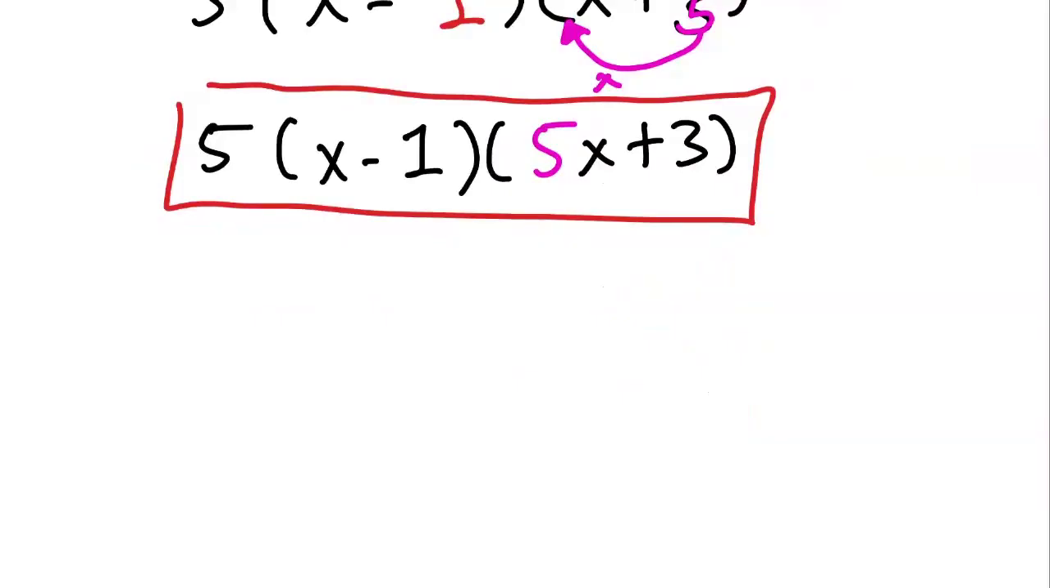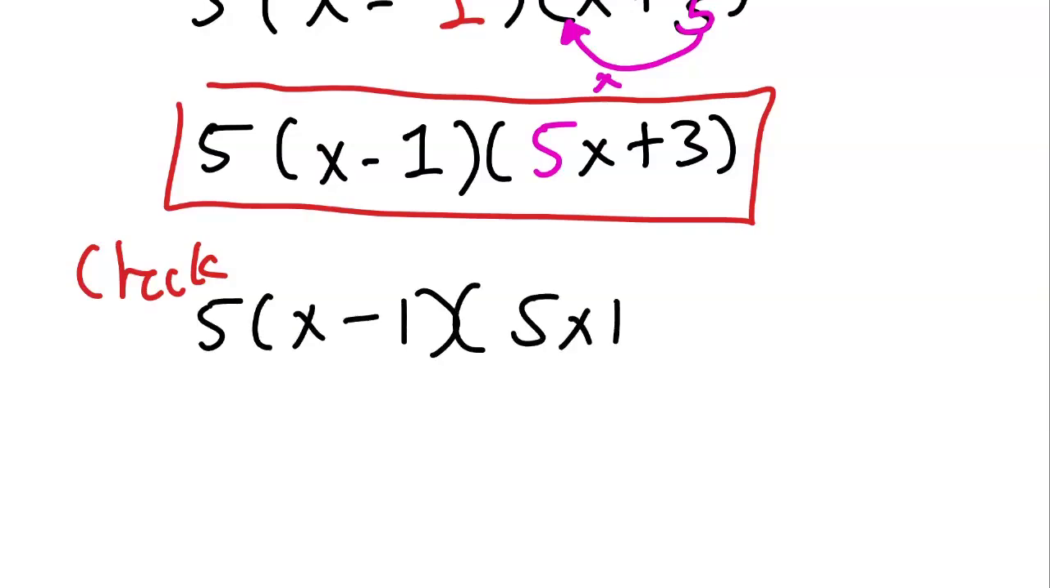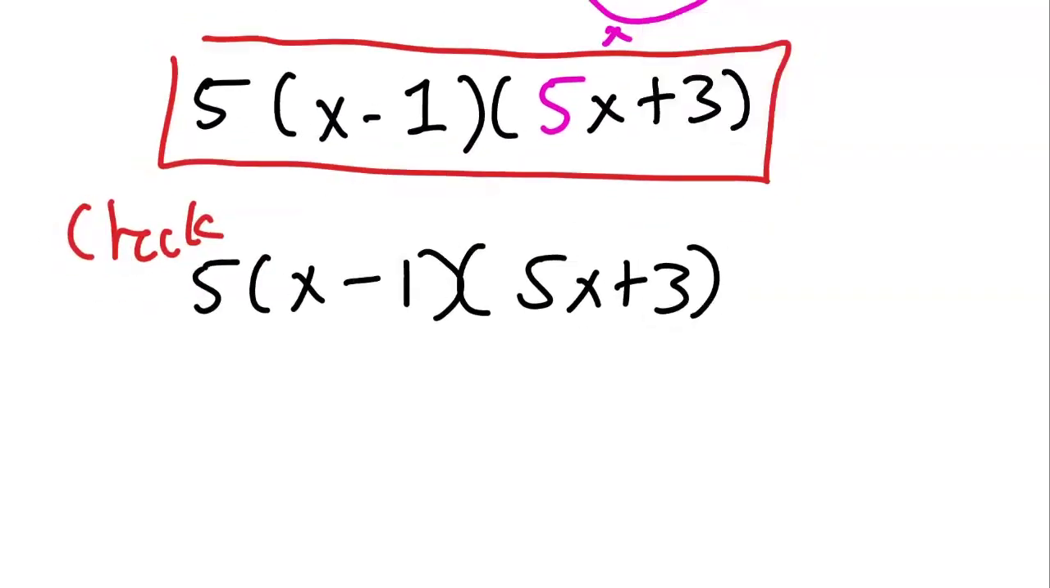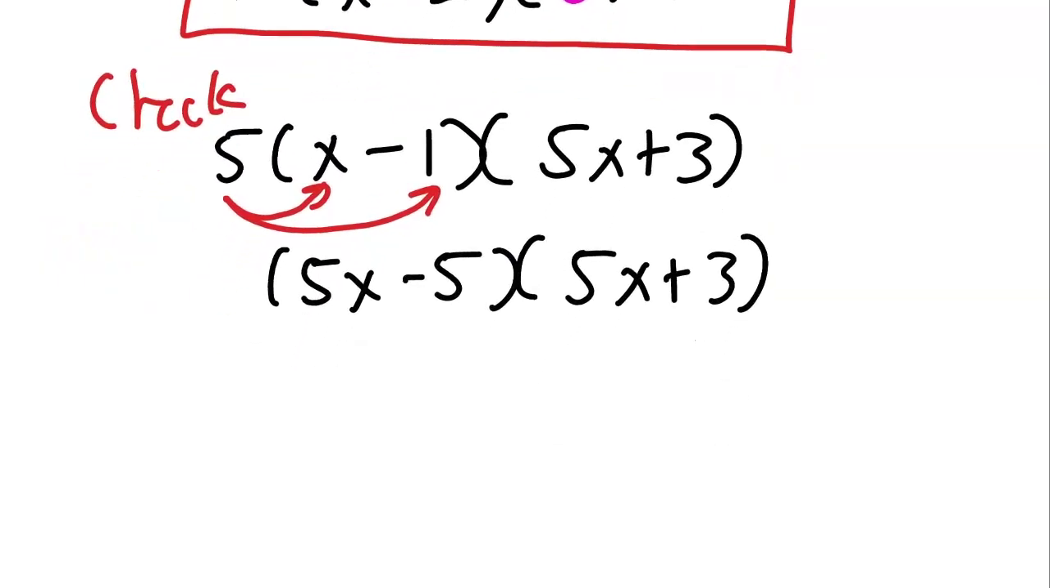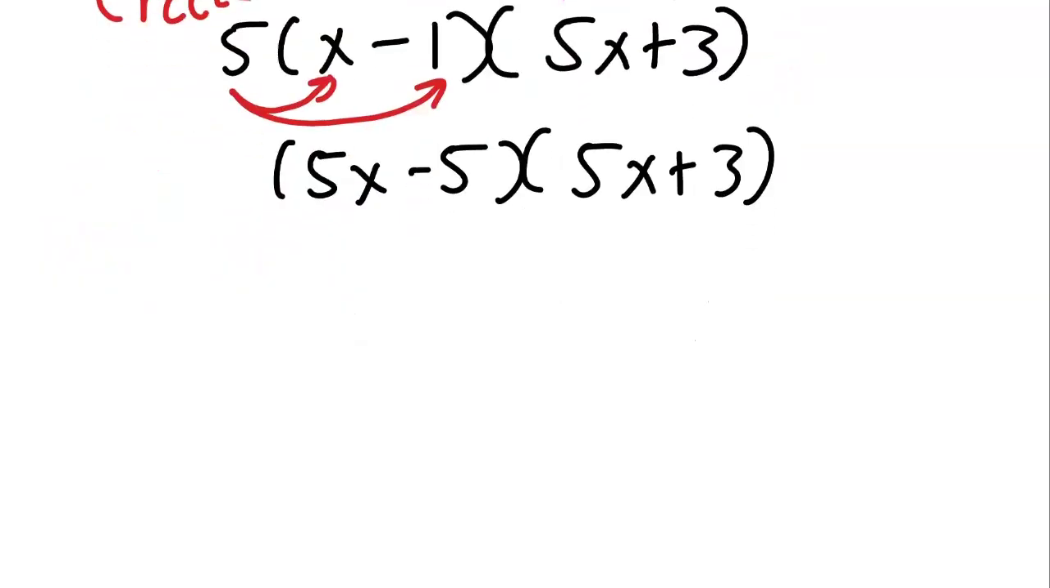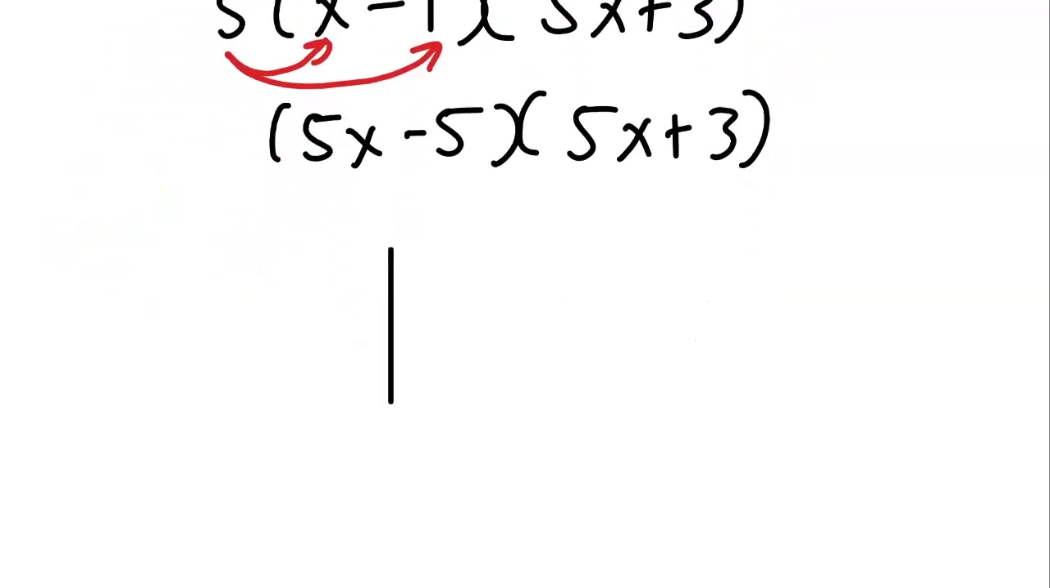I'm not going to do it for every problem, but I'll do it for the first problem. If you want to check to make sure you did it correctly, take 5x minus 1, 5x plus 3. What you're going to do is distribution for the very first value. So you get 5x minus 5, 5x plus 3. It's up to you whether you want to check or not. I'm just doing it for the first one. And then for the last step, all you have to do is the box method.